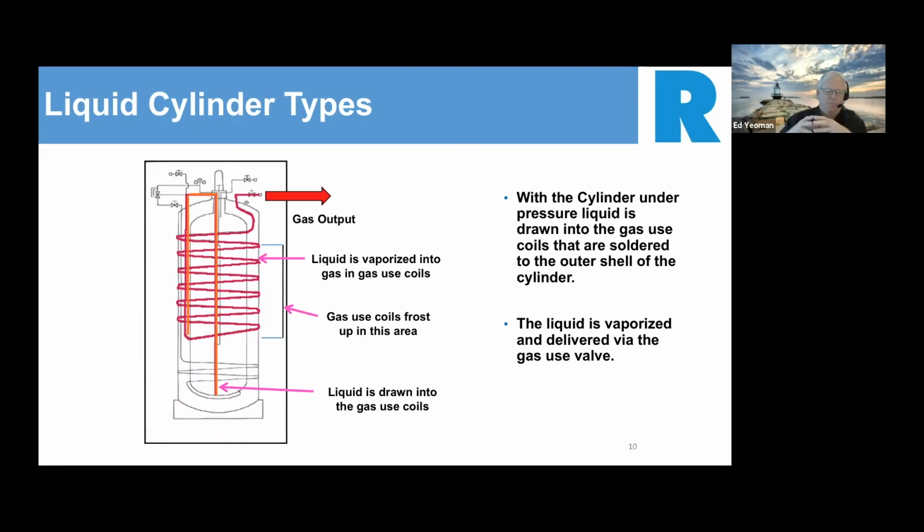Now you're going to open up the gas use circuit. That column of liquid now has been pressurized, it's pushing down, it's going to draw that liquid around the coils that are soldered between the inner vessel and the outer vessel. That's going to capture heat from the ambient outside temperature, and it's going to flash that liquid into gas, and it's going to deliver a volume of gas output.